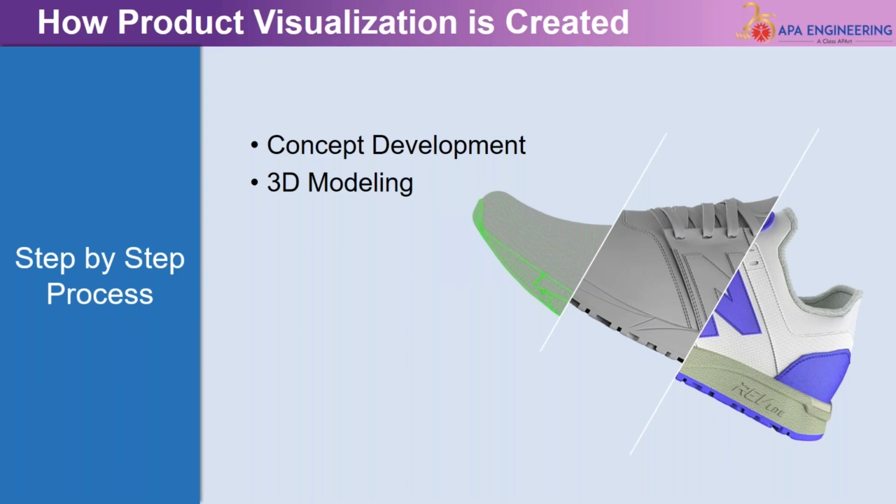Next, the idea gets some shape. The 3D modeler takes the sketch and builds a digital version in 3D software. Usually SolidWorks, Creo, or CATIA are used to create a 3D model of the product. Then we add the texturing. Now the model gets dressed up. Texturing adds colors, patterns, and surface details, basically the outfit and accessories of a product.